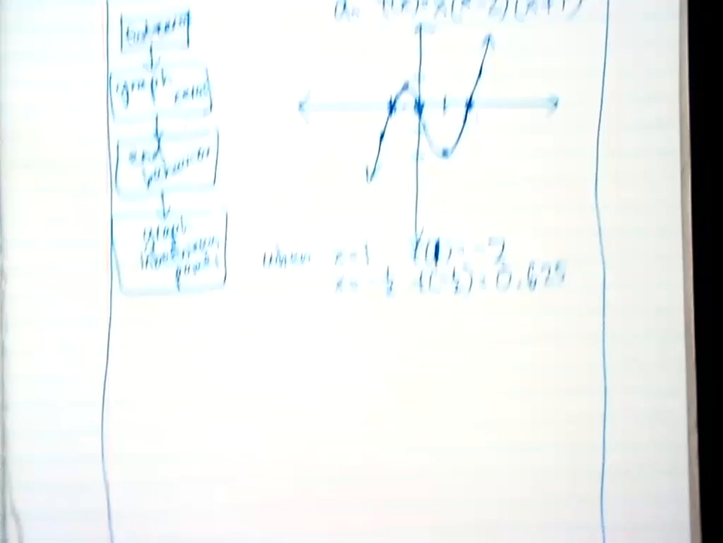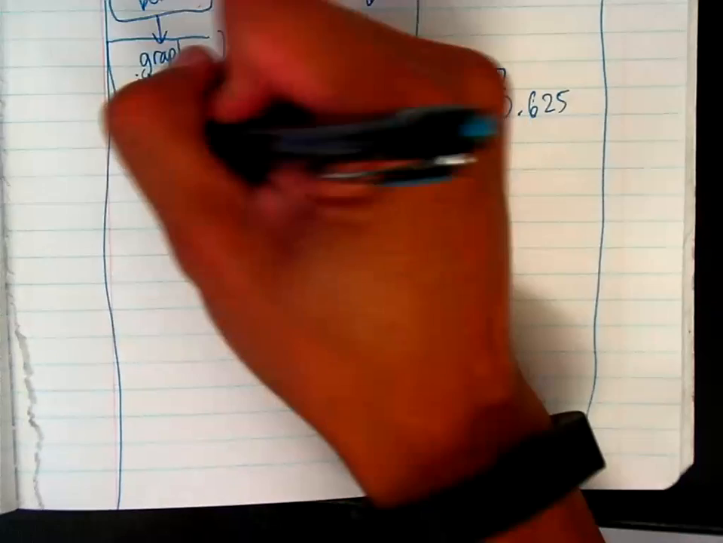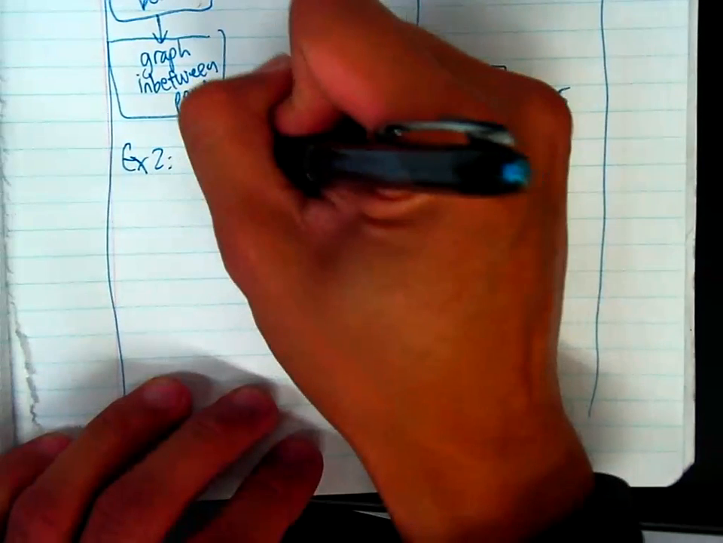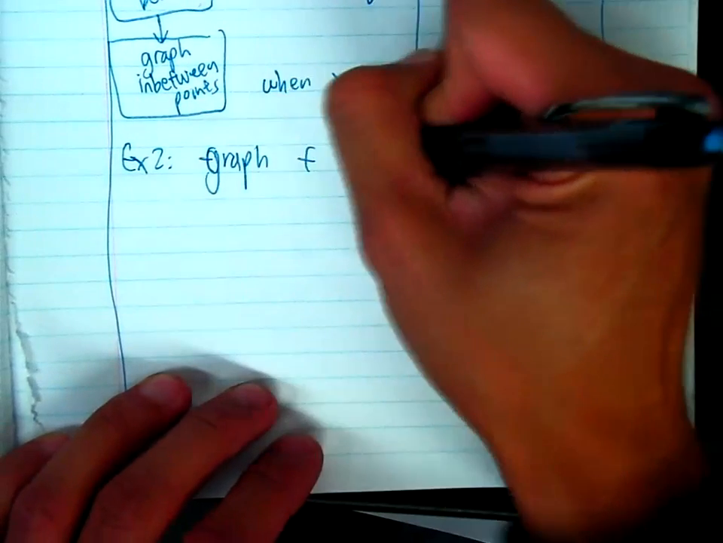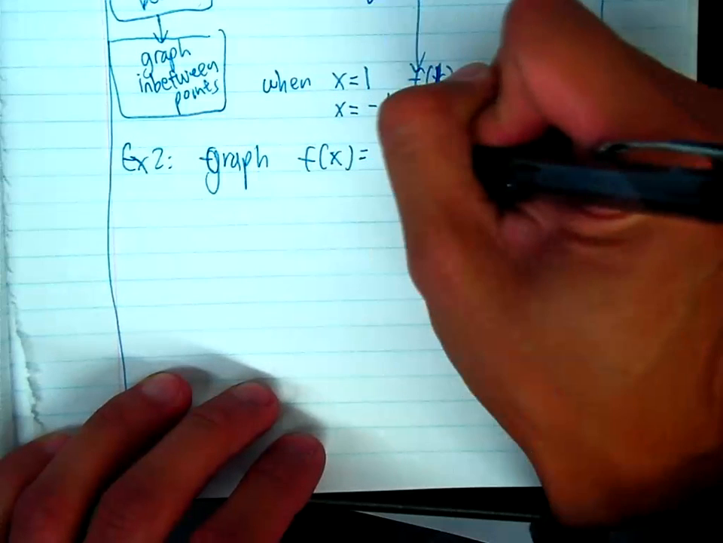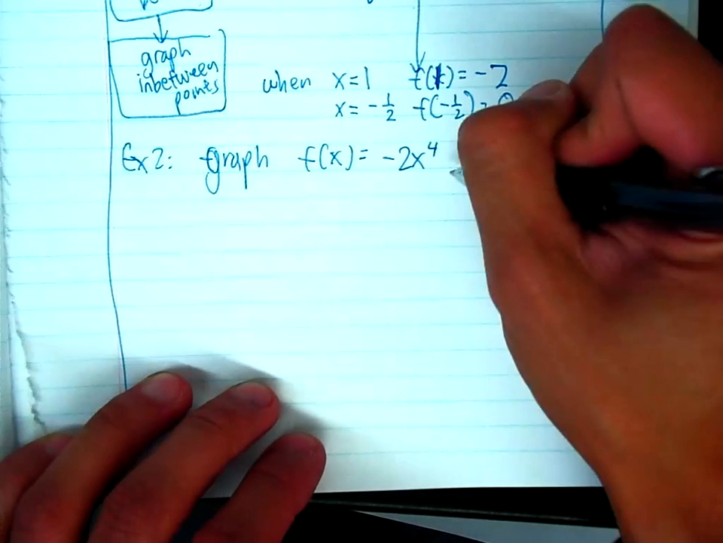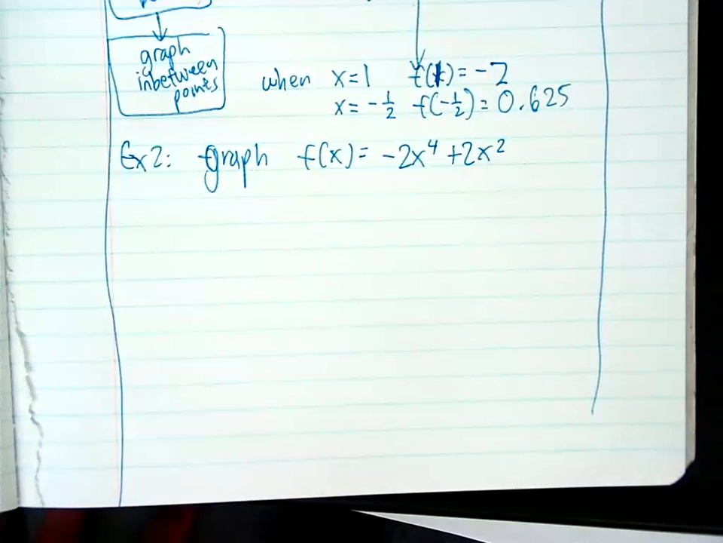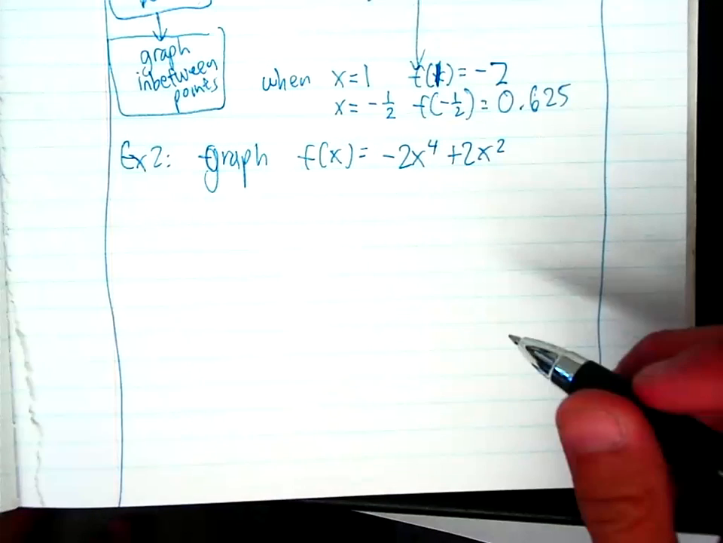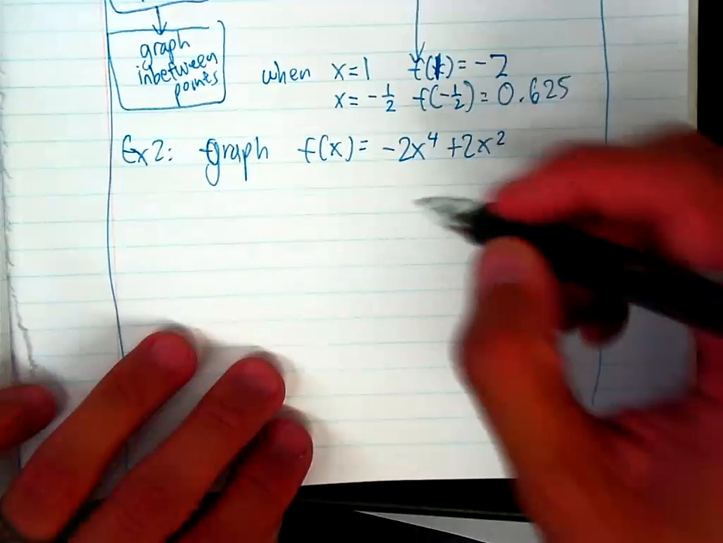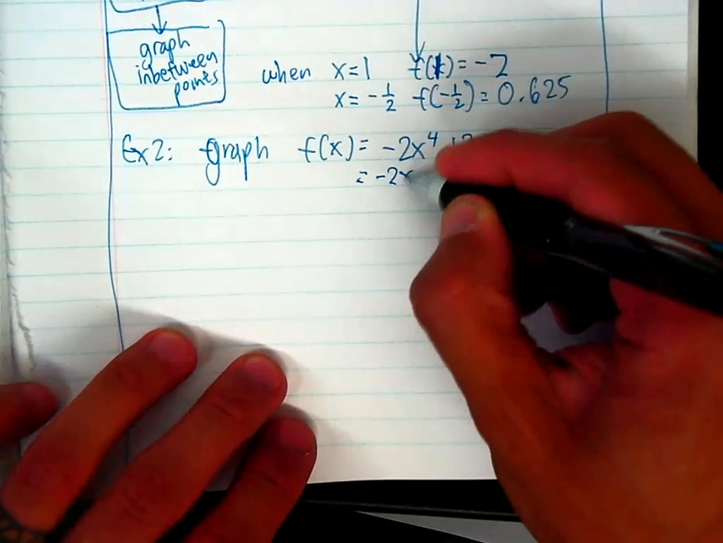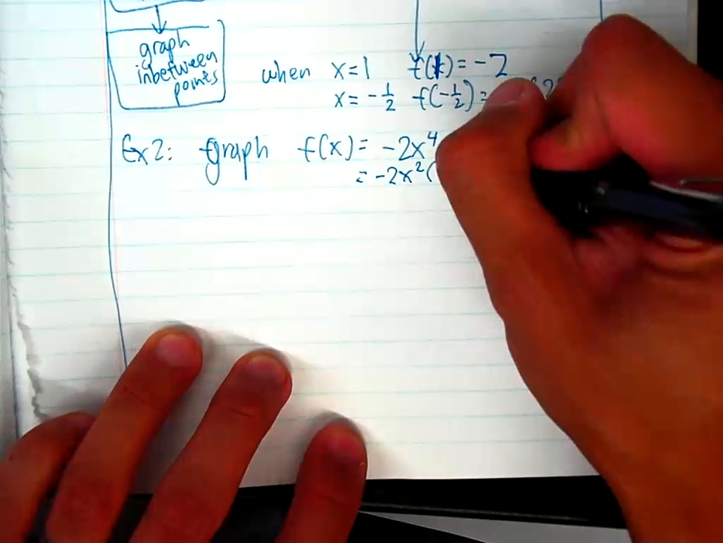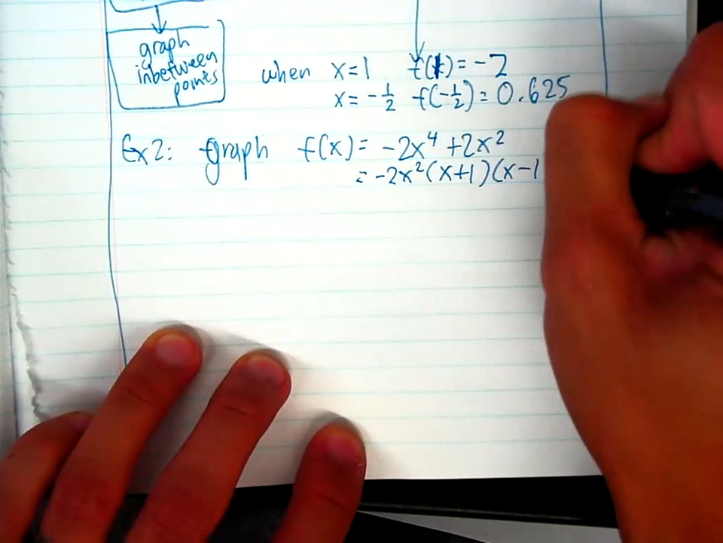Okay? All right, so let me do one with multiplicity. So example 2. Let's graph f of x equals negative 2x to the 4th plus 2x squared. Okay. So I'm going to follow the same concept. First I'm going to find zeros. So I'm going to factor out a negative 2x squared. And if I factor out negative 2x squared, it should end up as x plus 1, x minus 1.